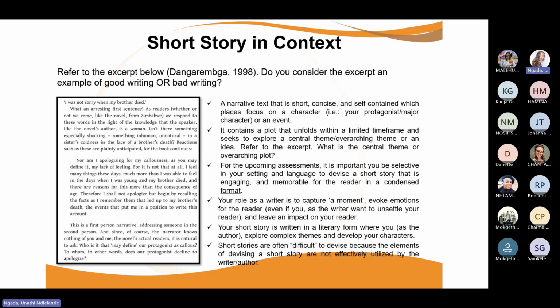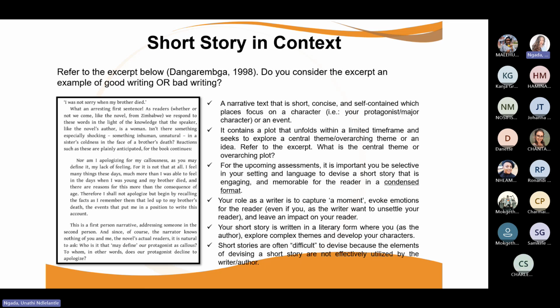In the past, for example, last year in second semester, a lot of students struggled in writing the narrative text, because this student chose a very elaborate setting that contains so many things. As a result, it was very difficult to write a short excerpt about character A, character B, character C, character D. So please be very, very selective in the setting that you are going to choose in your short story.